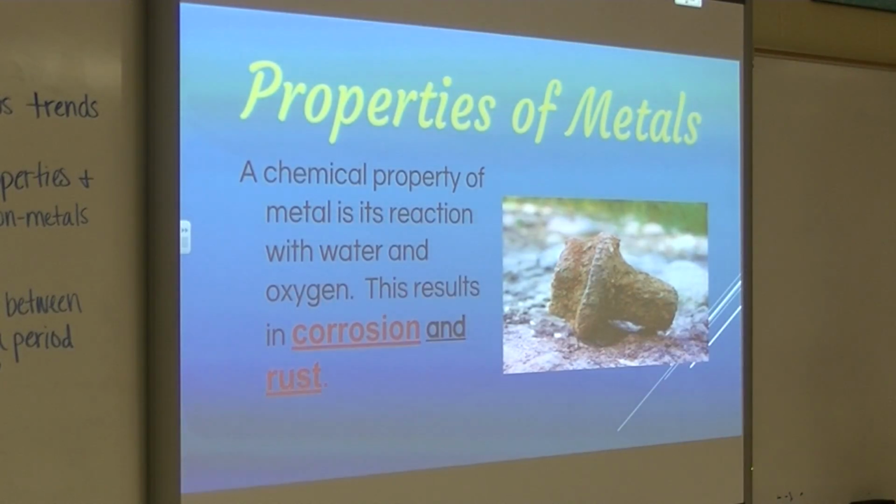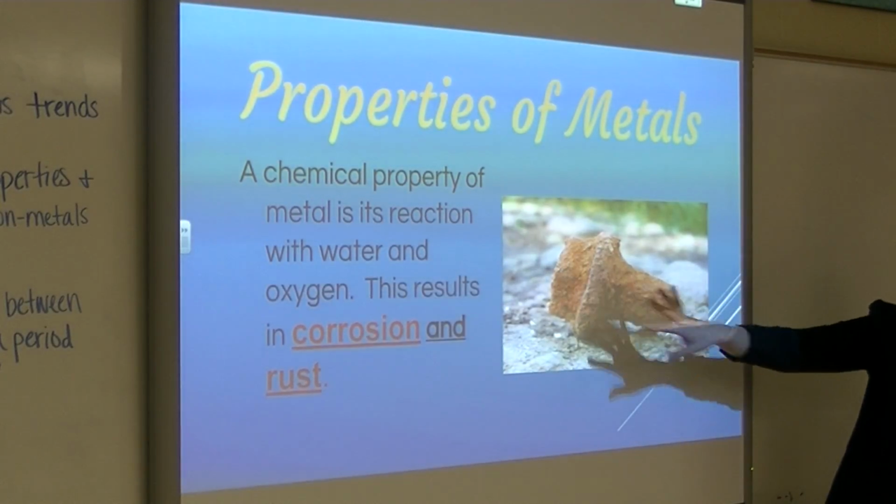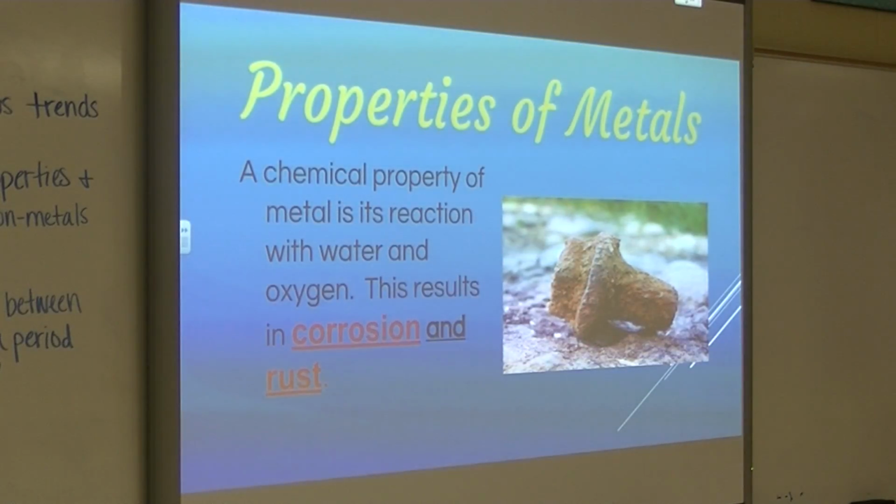A chemical property of metal is its reaction with water and oxygen. This causes corrosion and rust. So metals will rust and corrode when they are put into water or sat out in oxygen for long periods of time if they don't have some kind of protective coat on them.